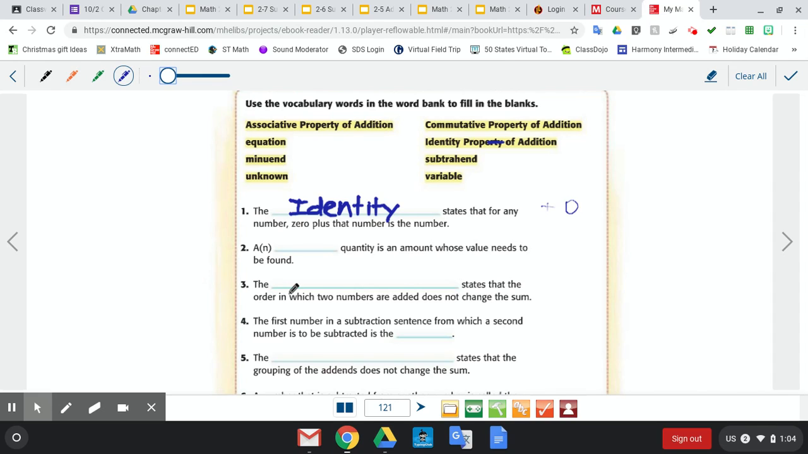we have a blank quantity is an amount whose value needs to be found. If it needs to be found, that means we haven't found it yet, so it must be unknown.